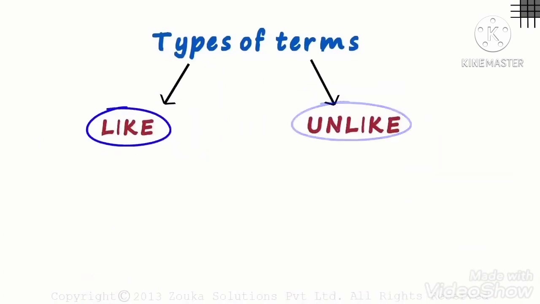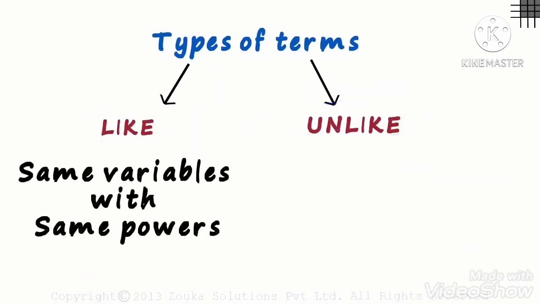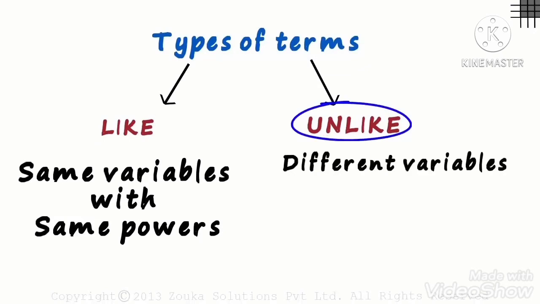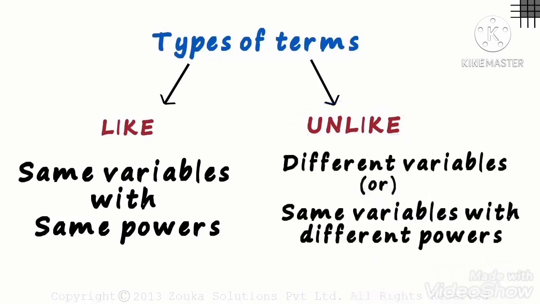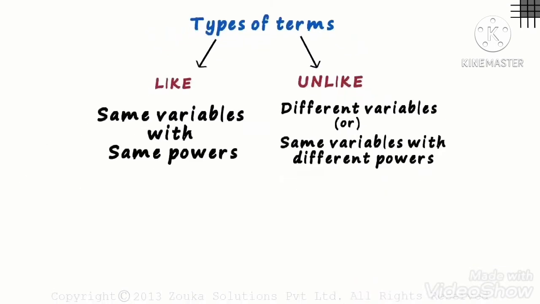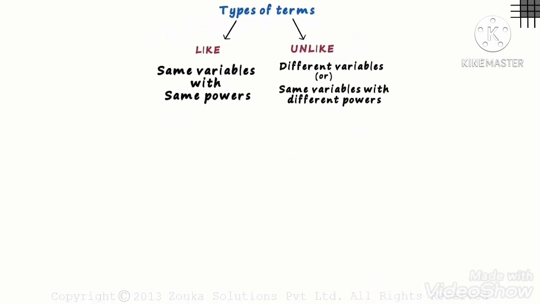Two terms are like if they have the same variables with the same powers. Don't worry, we will understand this with examples. When are they unlike then? Two terms are unlike if they have different variables or same variables with different powers. Let's zoom out and understand a couple of examples.